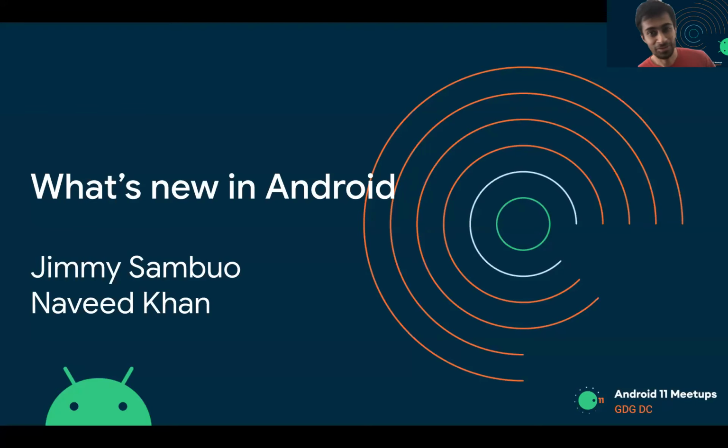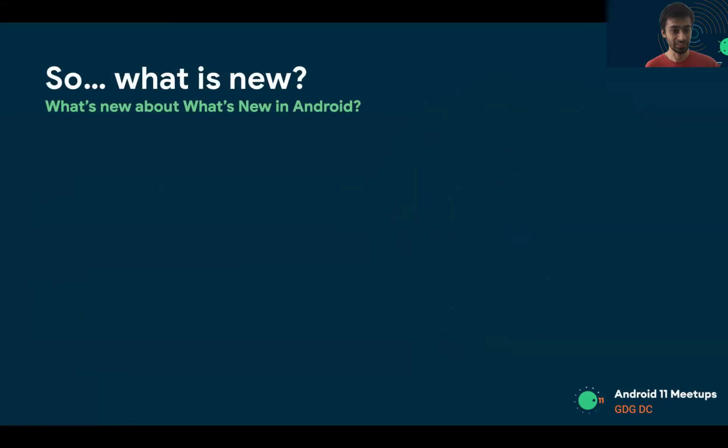All right, so now for the main event. We're gonna talk about what's new in Android. My name is Naveed Khan. I work here at Capital One. I'm one of the software engineers that work on the primary mobile app that's in the Play Store. Jimmy, you wanna give a little intro? My name is Jimmy. I am also a mobile engineer alongside Naveed.